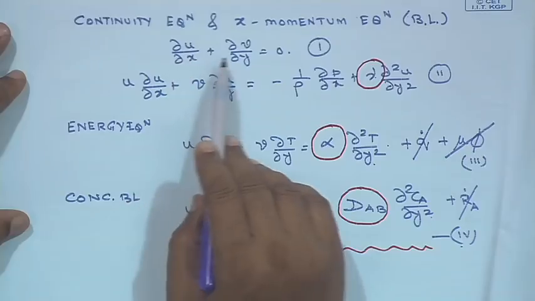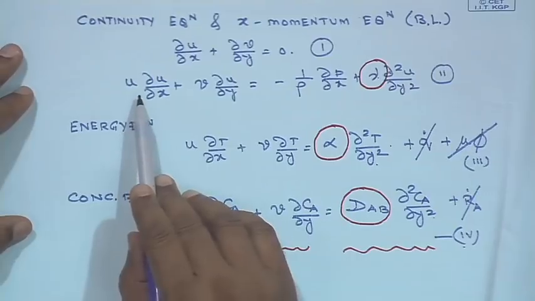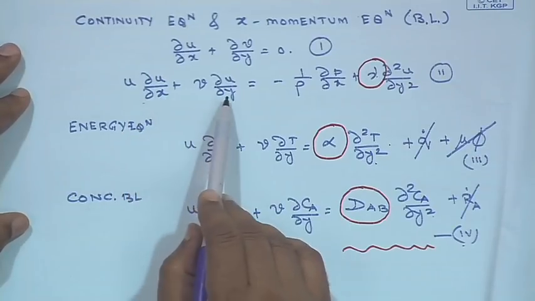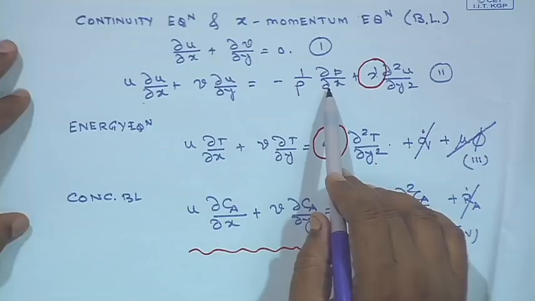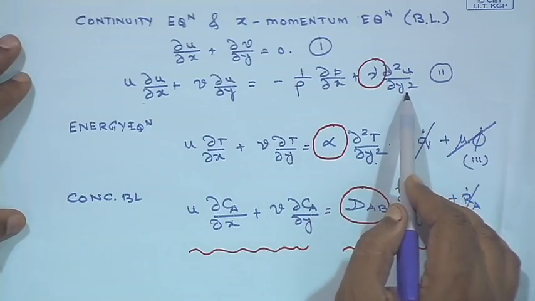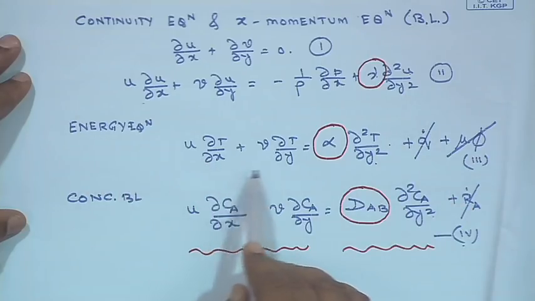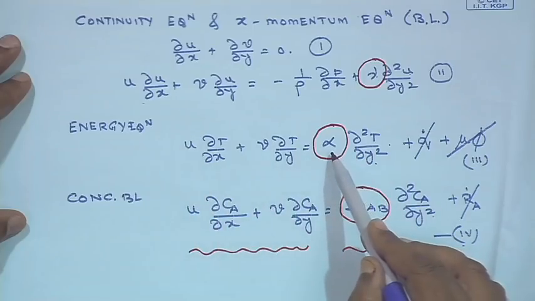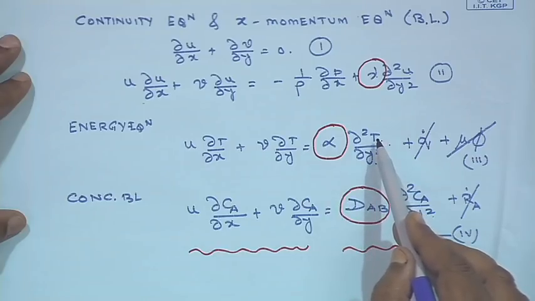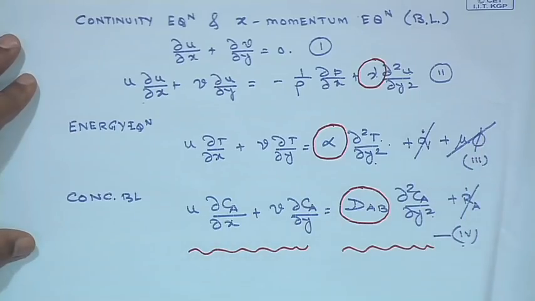So, the continuity equation and the x momentum equation would simply be these advection terms. This is a pressure gradient, axial pressure gradient term, and then we have a diffusive transport of momentum in the y direction. The energy equation would simply again be the advection terms on this side, the property which is alpha, the thermal diffusivity, and it is del square T by del y square. There is no Q dot and phi is 0. For the concentration boundary layer, we get similar expressions.